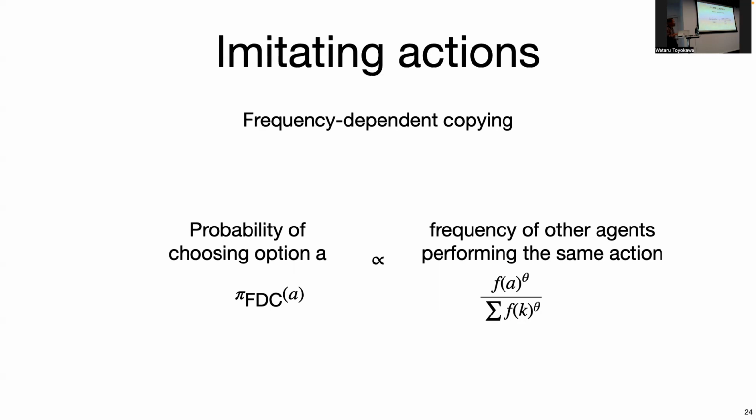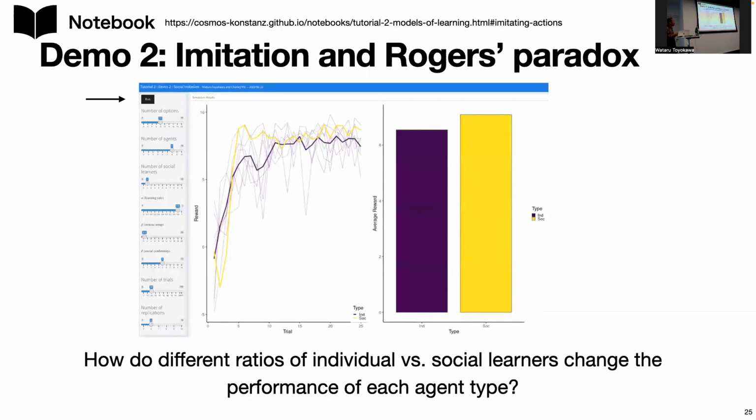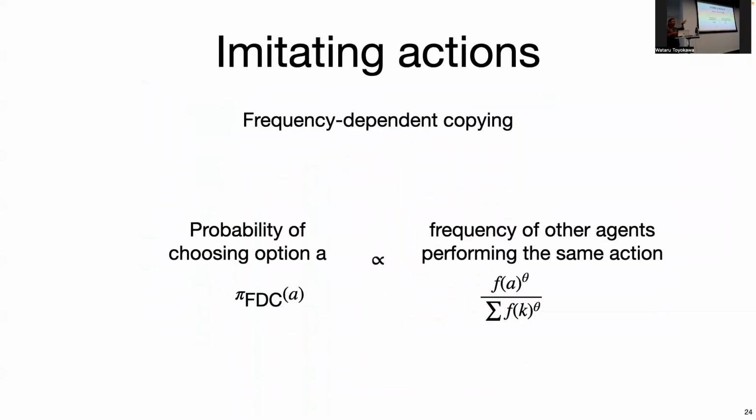So F means frequency. Basically you're counting how many other people are choosing that option. Like when you played the social learning demo in the morning, you can count how many people are there, and then you can react to the most popular option maybe. So that's the frequency dependent type of social learning. We could implement this type of social influence in this reinforcement learning model.